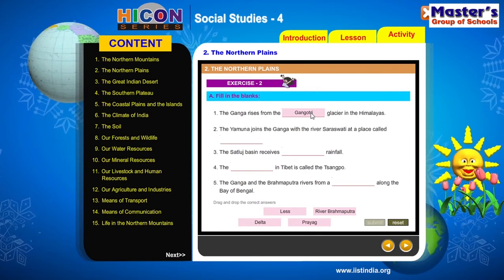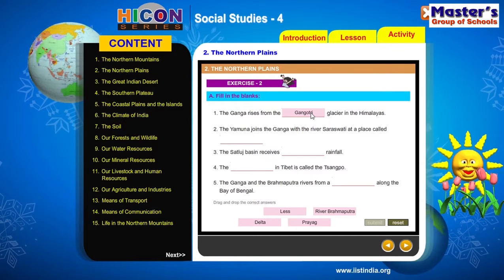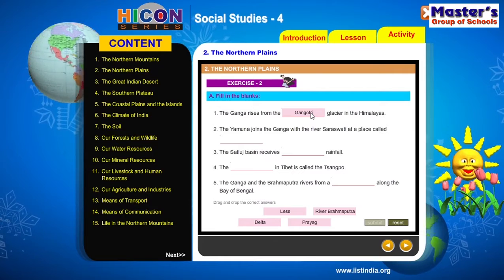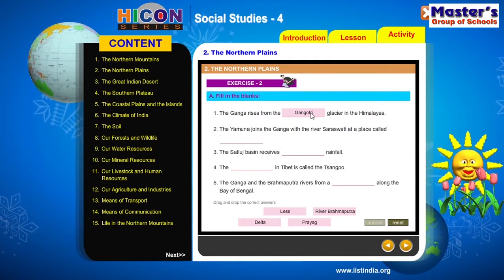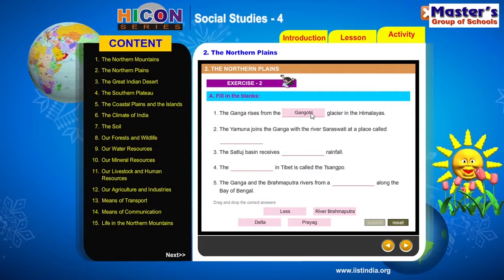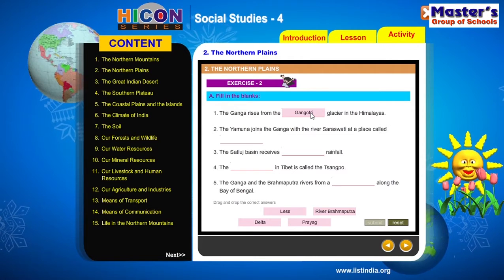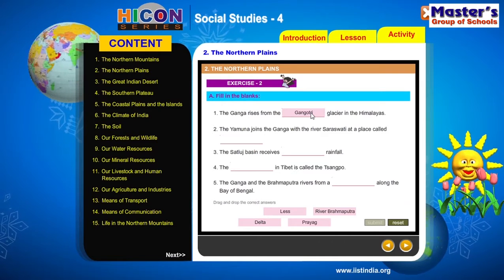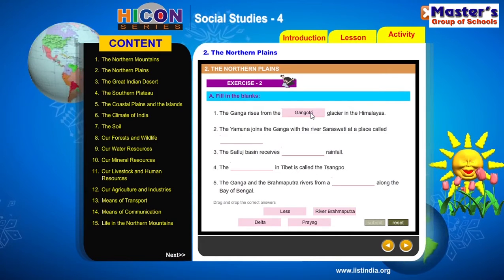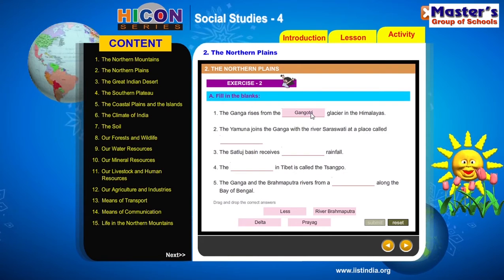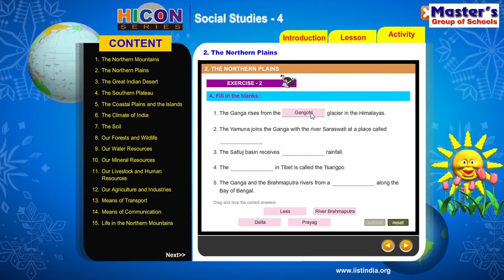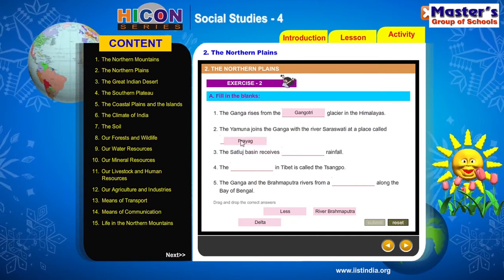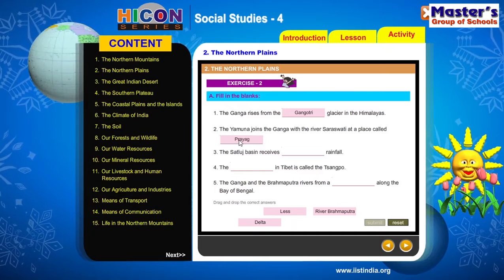Second question. The Yamuna joins the Ganga with the river Saraswati at the place called dash. So Ganga is a river that originates from the Himalayas. Yamuna is also a river that originates from the Himalayas. But Yamuna comes and joins Ganga, and the place where Yamuna and the river Saraswati join Ganga is Prayag, isn't it? Prayag is also a devotional place, a holy place also.